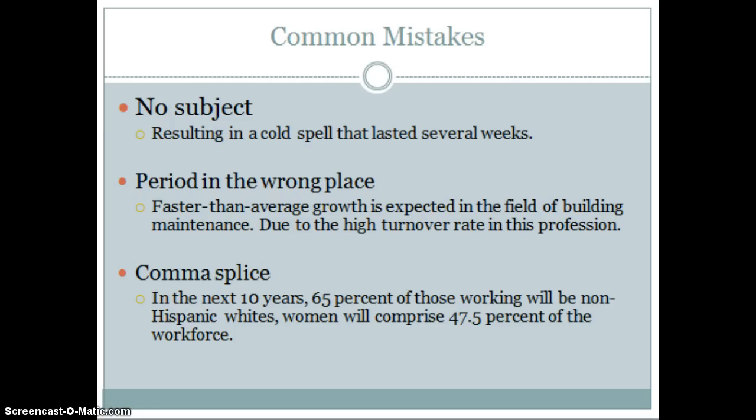The third kind is a comma splice. It's a special term. It just means putting a comma where there should be a period, or sometimes a semicolon. And so you can see it in this sentence. "In the next 10 years, 65% of those working will be non-Hispanic whites, women will comprise 47.5% of the workforce." There should be a period after "whites." Those are two separate sentences, separate thoughts.